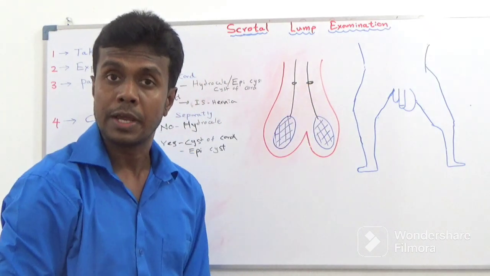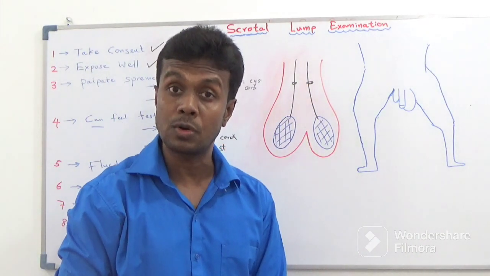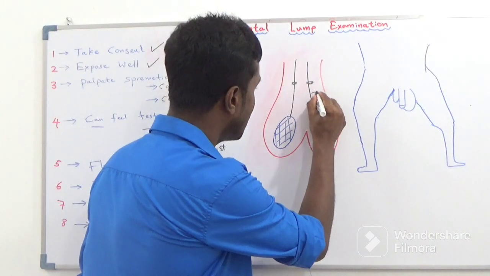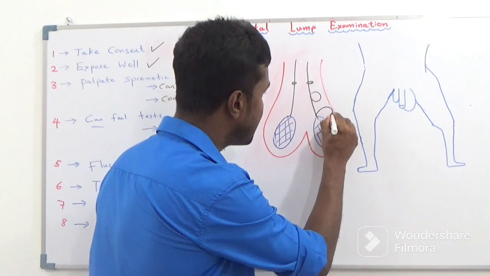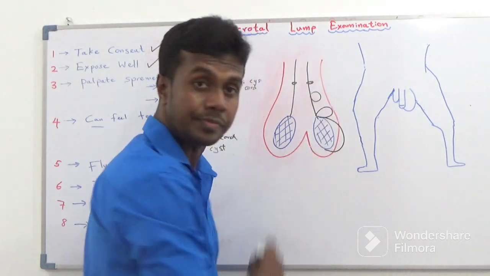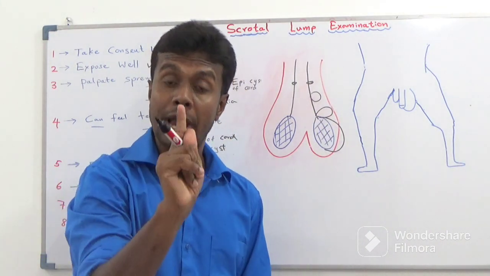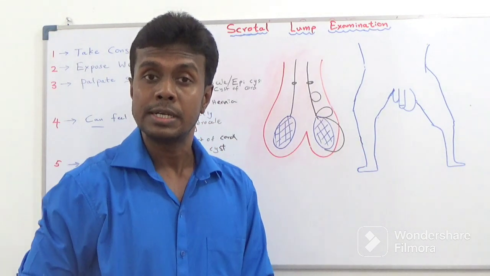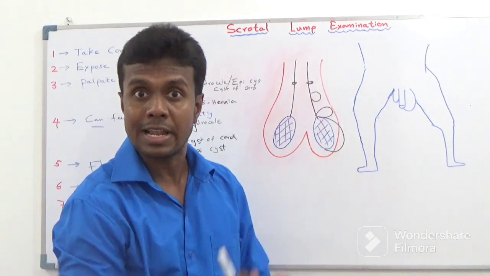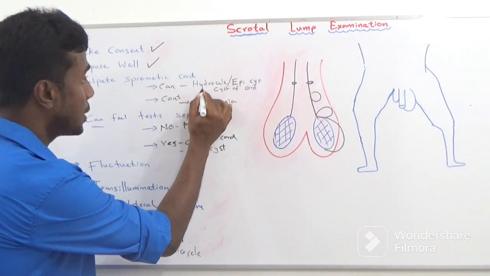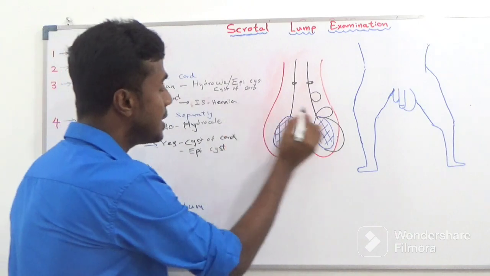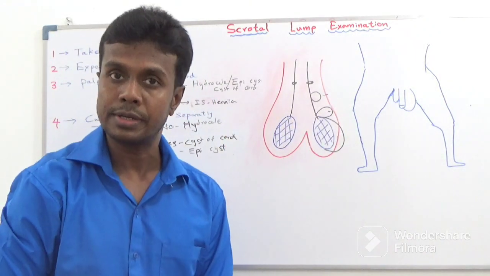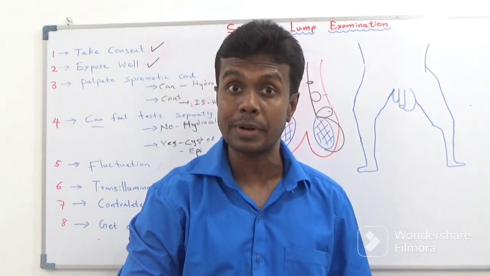If you can palpate the spermatic cord separately, that means the lump is below the spermatic cord, below that level. It can be here, here, or here. So it can be either a hydrocele, an epididymal cyst, or a cyst of the cord.